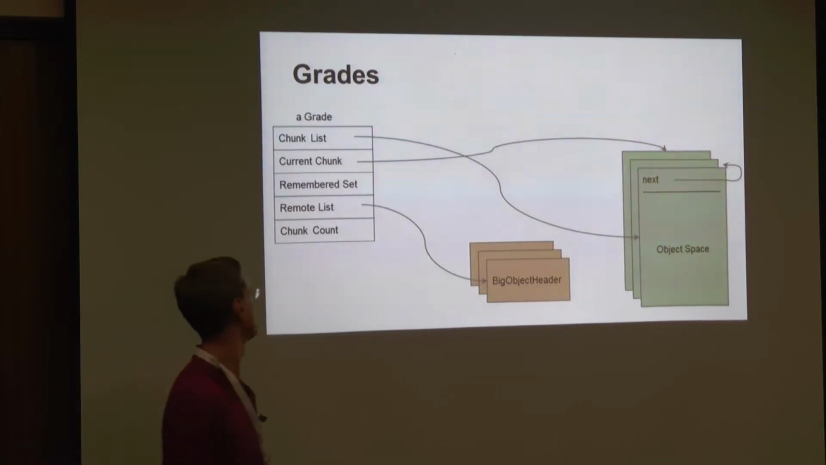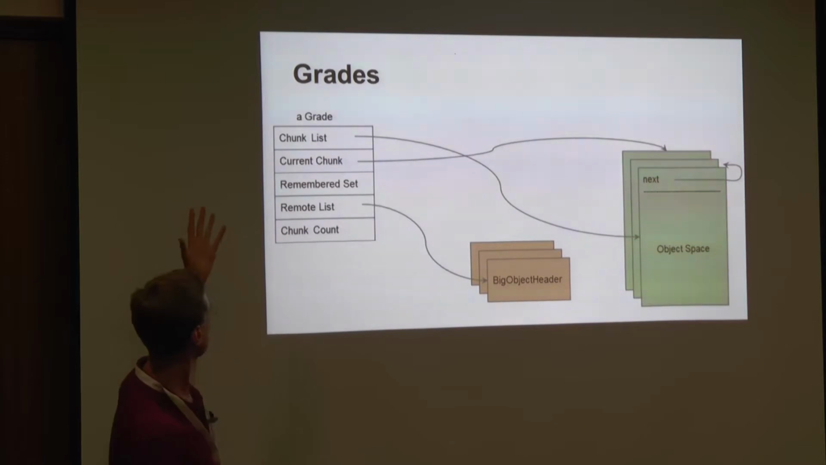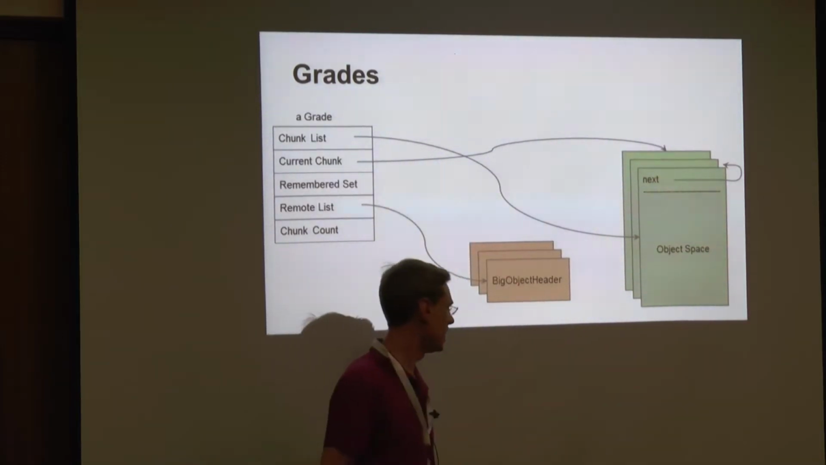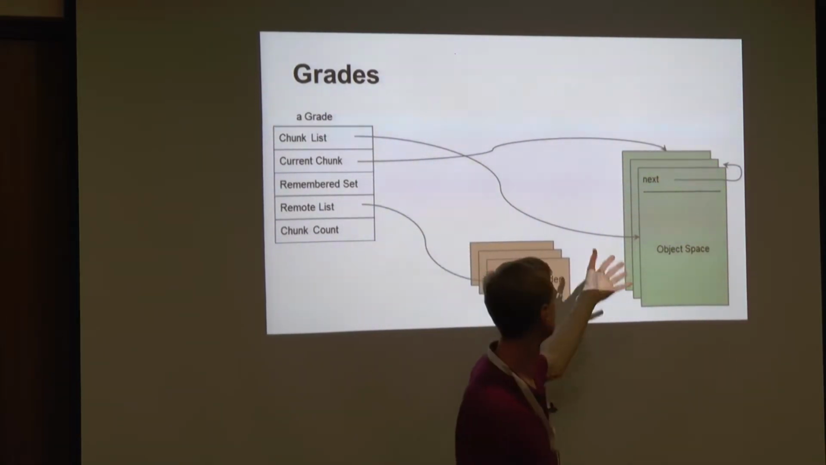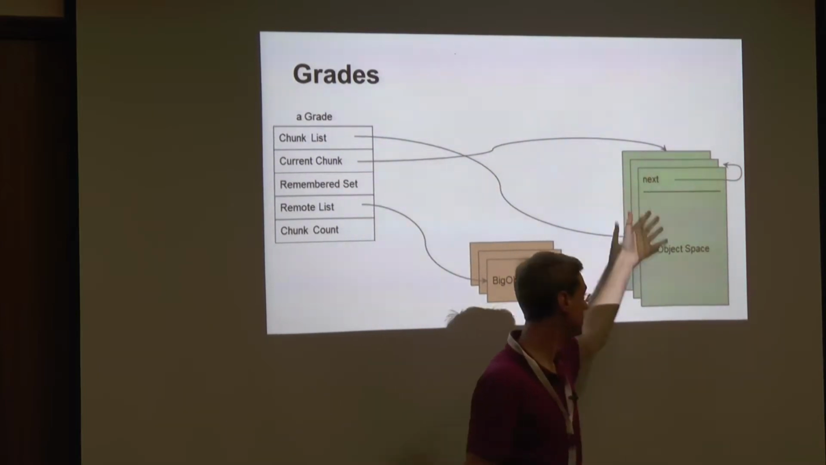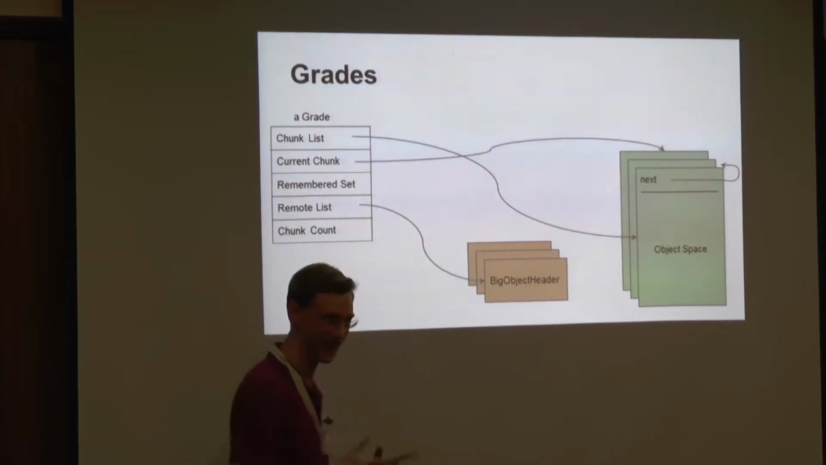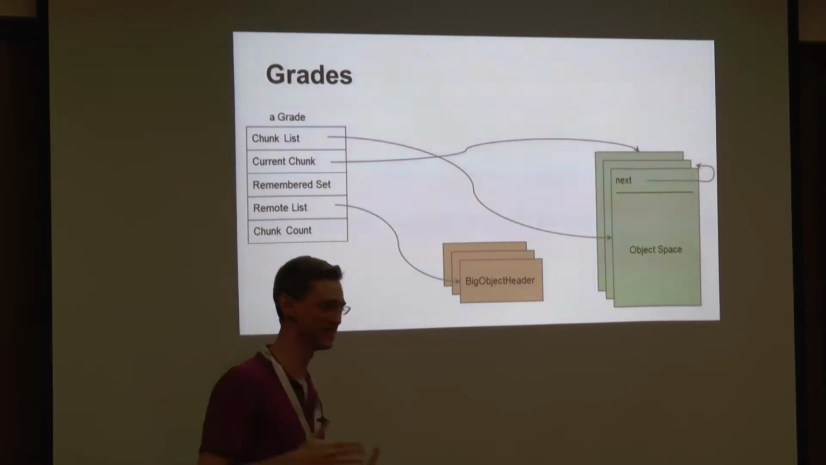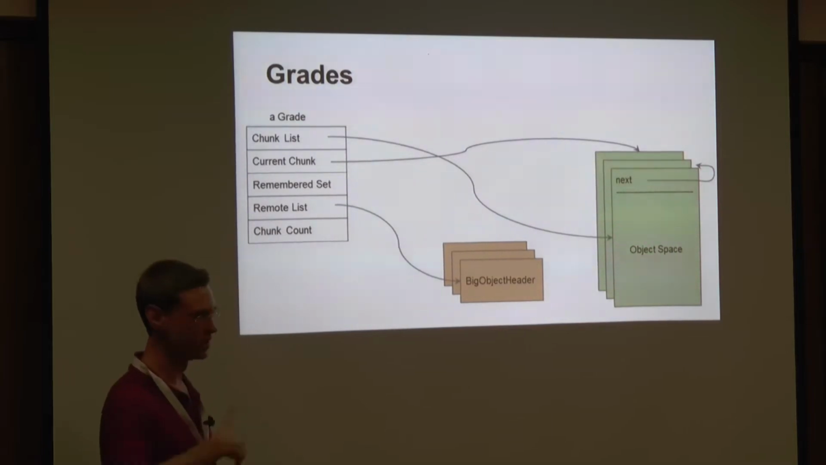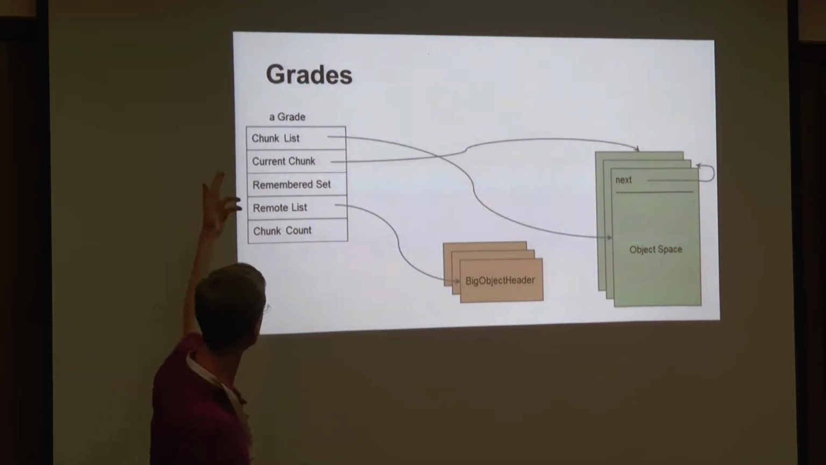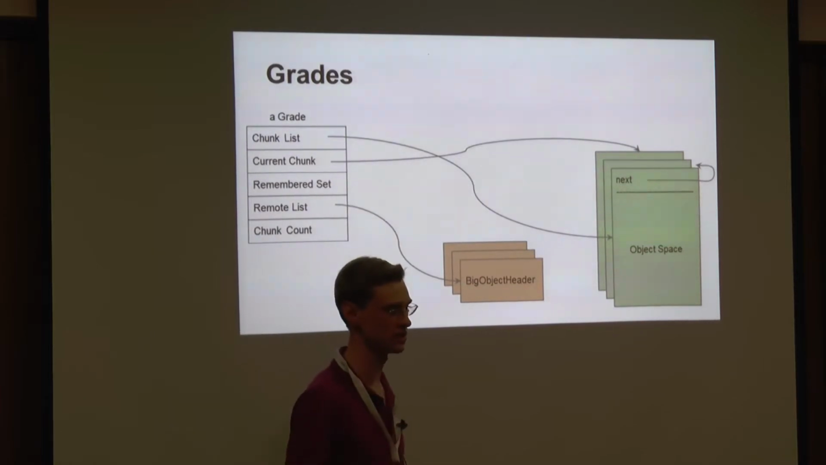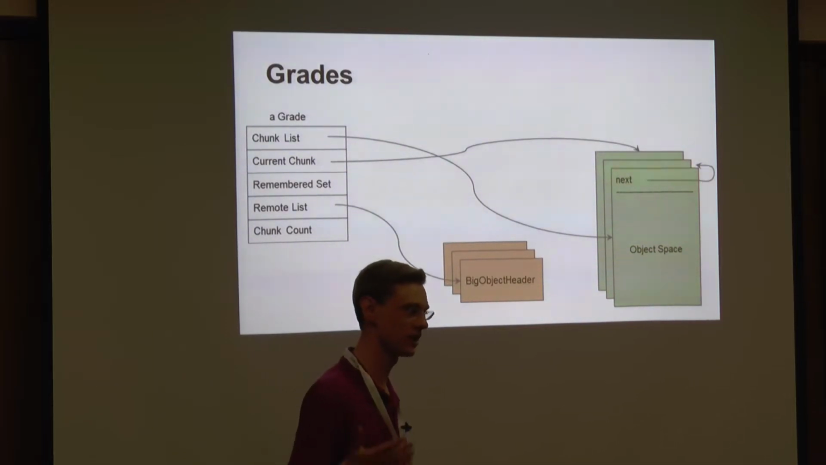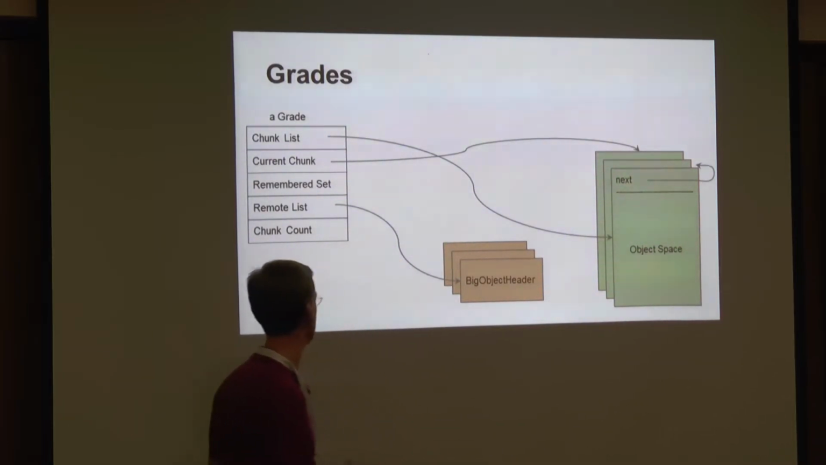So what is a grade? A grade is defined as a set of chunks. This chunk list is a linked list of chunks, so we can enumerate over it. We also have a reference to the tail of the chunk linked list, which is where any new objects that we allocate will go, into the last chunk. So it allows us to allocate directly into the latest chunk.